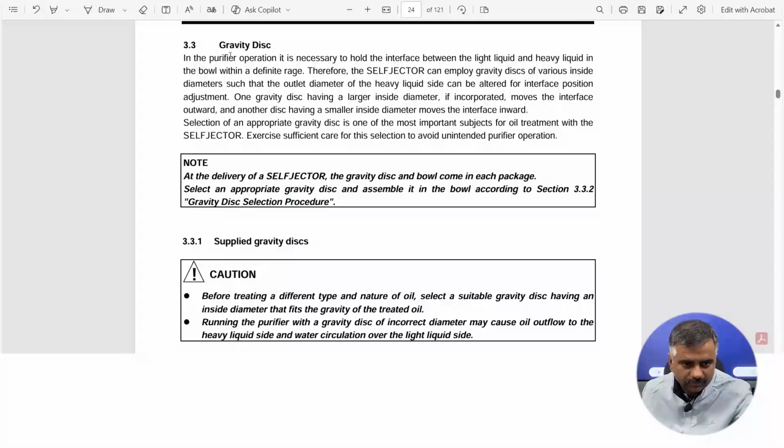Hello and welcome everyone. In this section we are going to study the gravity disk. The gravity disk is very important for purifier operation, as it holds and maintains the interface or boundary between the two layers, the heavy liquid and the light liquid, in the bowl within a definite range.